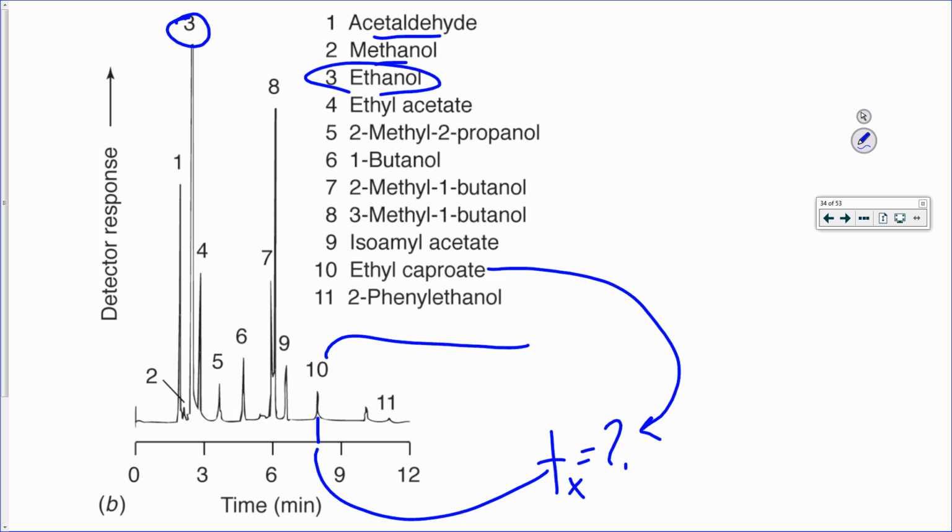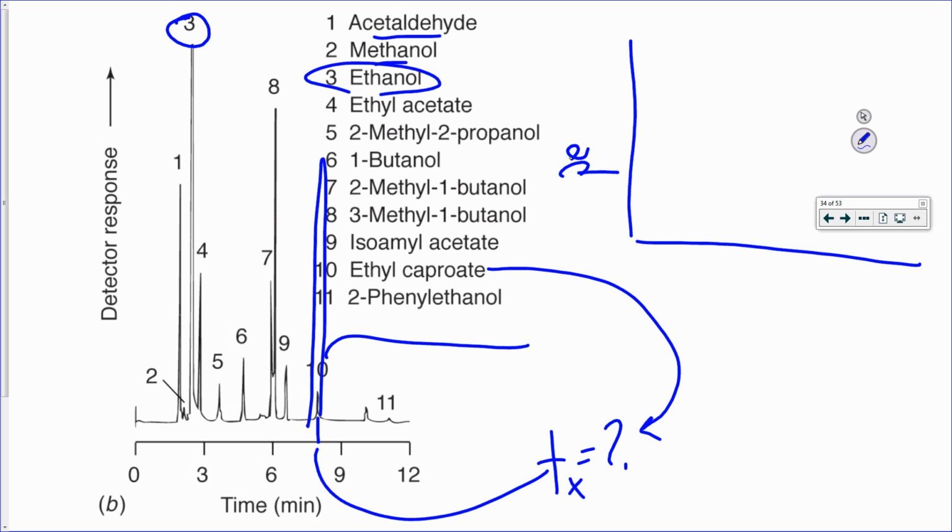So if there's more of it, the peak gets bigger. If there's less of it, the peak gets smaller. I do a comparison of how big the peak is, the area underneath the peak versus the concentration, and that becomes my calibration curve. So I plot peak area versus concentration of standards, and there's a linear relationship. And I can use that to find out how much ethanol is in a sample.